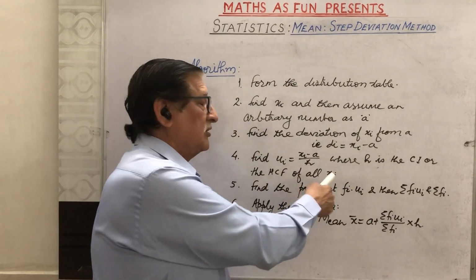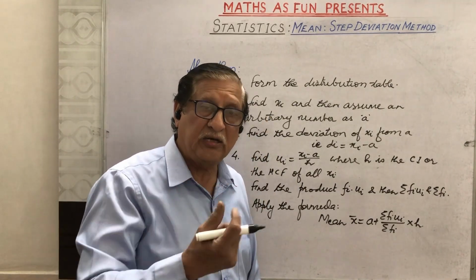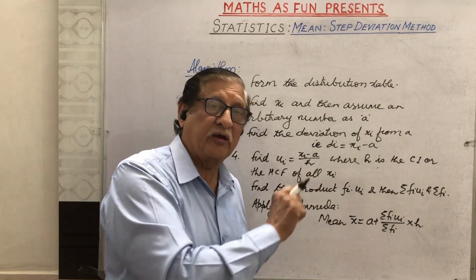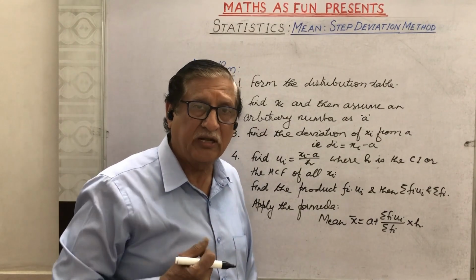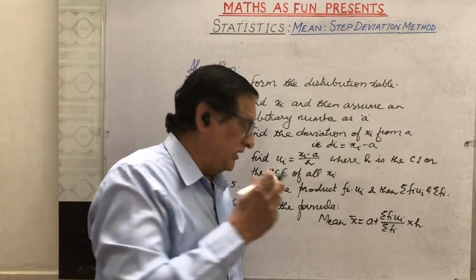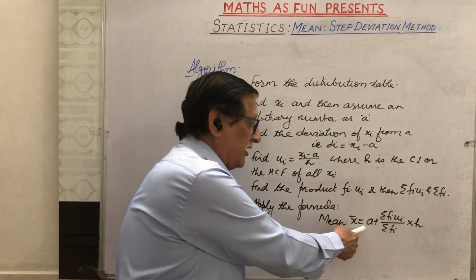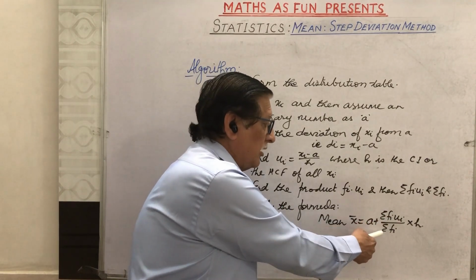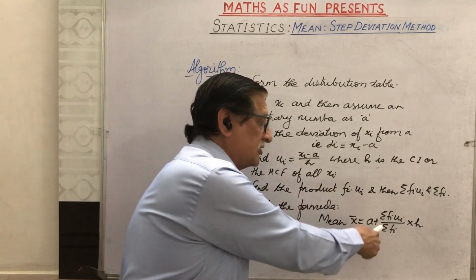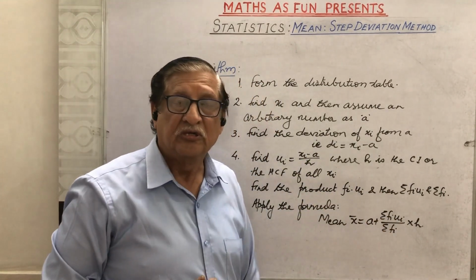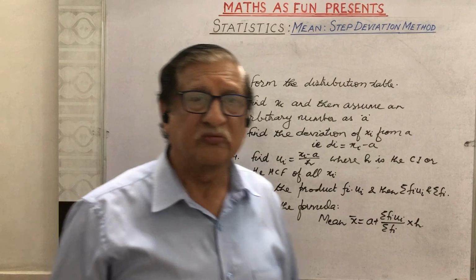Then we have to find the product of fi and ui, like we were doing there with fi and di. Here we will be multiplying fi and ui, and also we will find the sum of the frequencies, which is representing n, the number of data. And then the formula to find the mean that we will be applying here is x bar equal to a plus sigma fi ui upon sigma fi, into h. Because we have divided every di by h, we have to multiply here by h just to get the correct mean of the given distribution. We will learn some examples now.